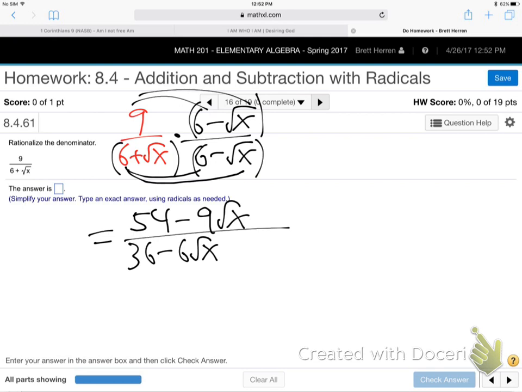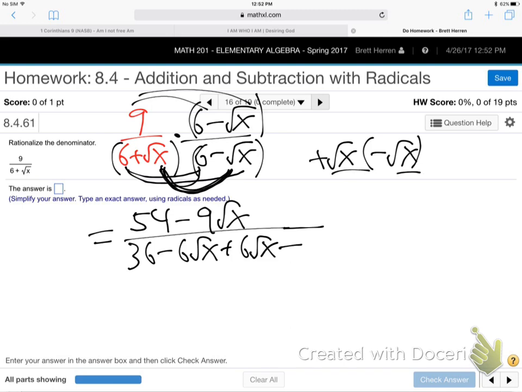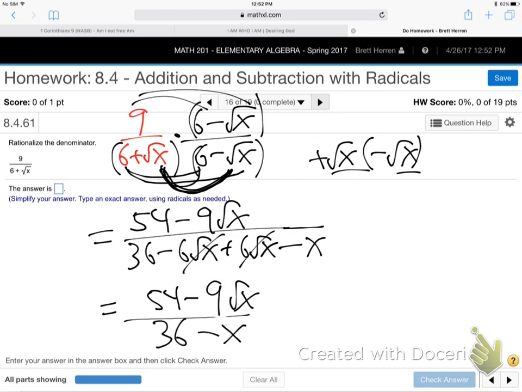And then the plus root x goes to both. Plus 6 root x. And then what happens with positive root x multiplying negative root x right here? Negative root x times root x is plain x, no longer in a root. 2 x's in, 1 x out. Is that good? Positive times negative is negative. And then these guys cancel, like they always do. And what do we got? 54 minus 9 root x, over 36 minus x.